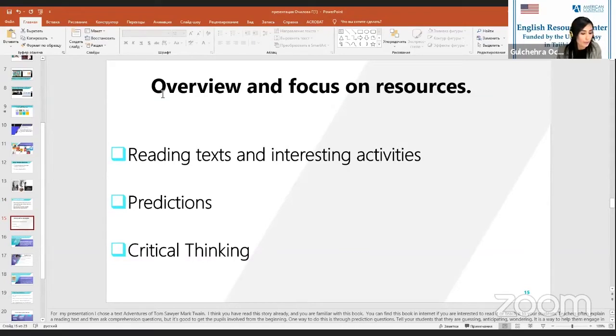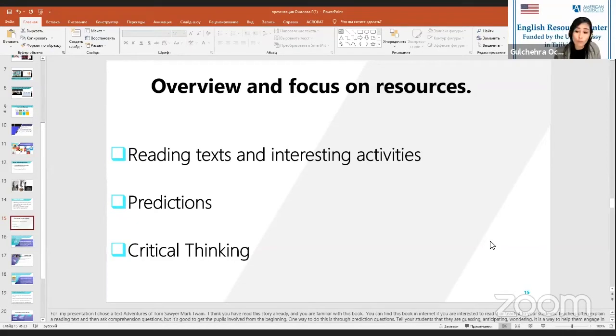Next, I'm going to talk about and give an overview of reading resources, because reading texts offer interesting activities, and again critical thinking and making predictions. Today for my presentation, I chose the text Adventures of Tom Sawyer by Mark Twain. I think you have read this story already and you are familiar with this book. You can find this book on the internet if you are interested in reading it or teaching it to your students.